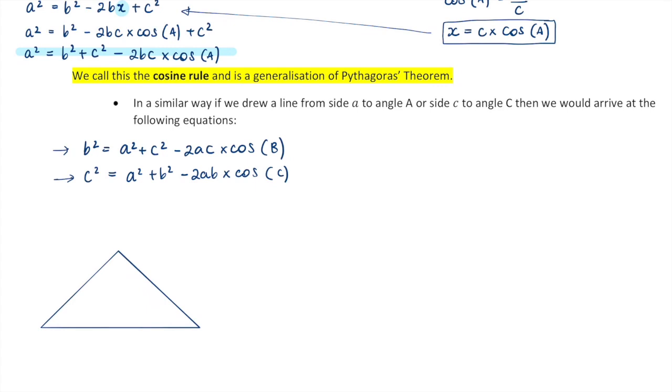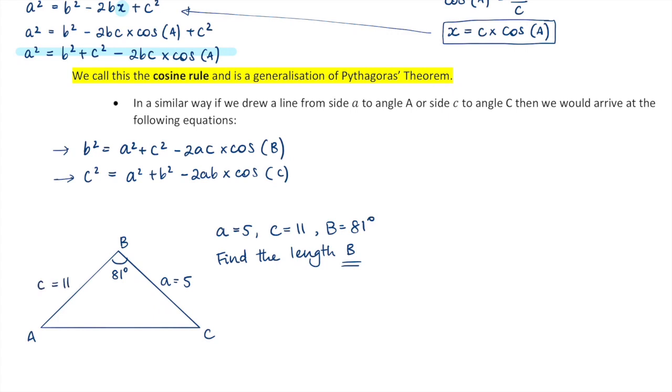So for example, let's draw a non-right angle triangle here. Let's say, for example, that A is equal to 5, C is equal to 11, and angle B is equal to 81 degrees. So here I'm going to say, find the length B. So labeling my triangle now, I'm going to write ABC. So here I'm going to say that that's 81 degrees. Length A will be opposite to its reference angle, which is 5, and then length C will be here. So obviously here we're trying to find B, which is what we don't know.